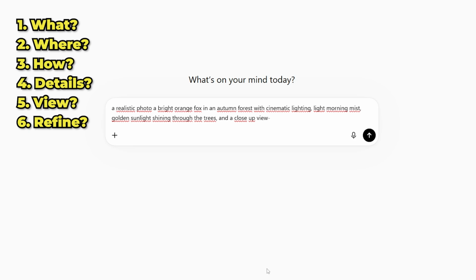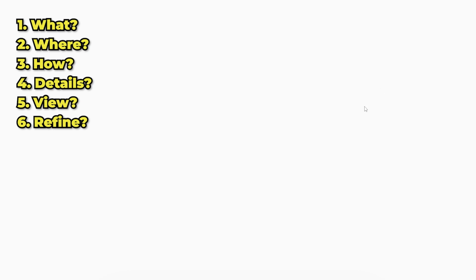At this point, our complete prompt could be, create a realistic photo of a bright orange fox in an autumn forest with cinematic lighting, light morning mist, golden sunlight shining through the trees, and a close-up view. Go ahead and send the prompt and ChatGPT will generate your image.